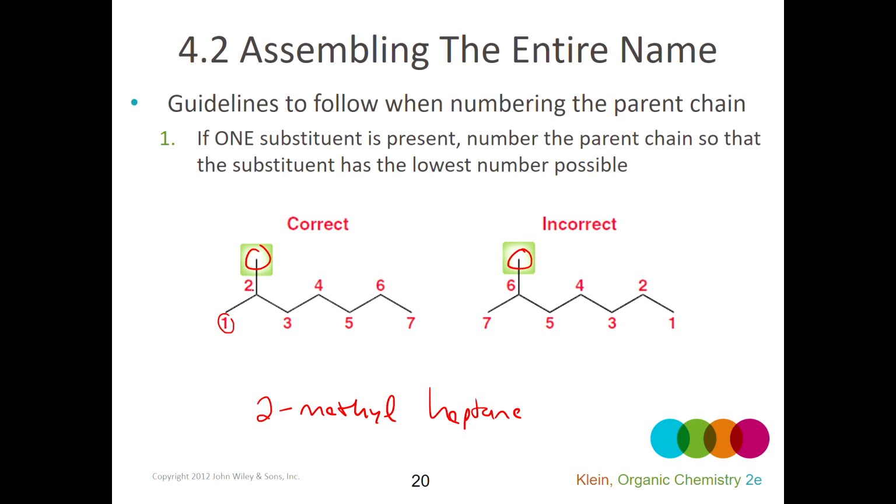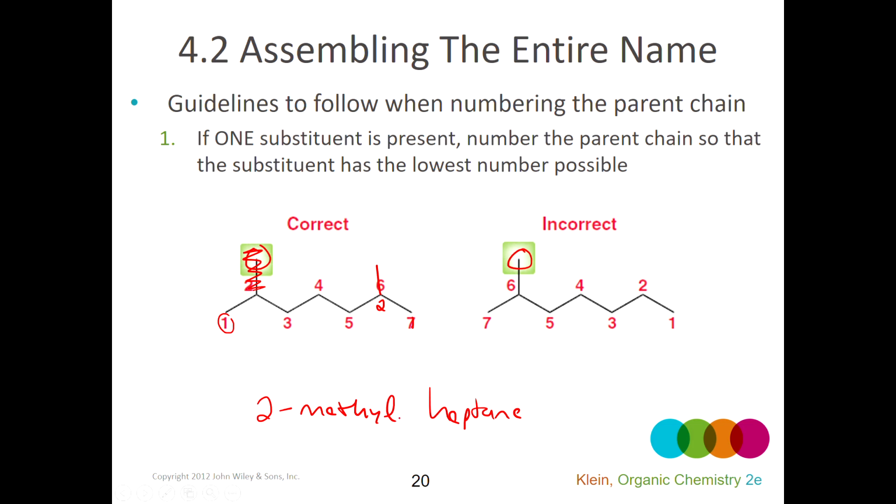If the methyl group weren't here and it were over here, that would also be 2-methyl heptane. Because if the methyl group were on the other side, then I would have to start numbering from the other side. And if I number 1, 2, 3, etc., I still get the methyl group on carbon 2, so it's still 2-methyl heptane.